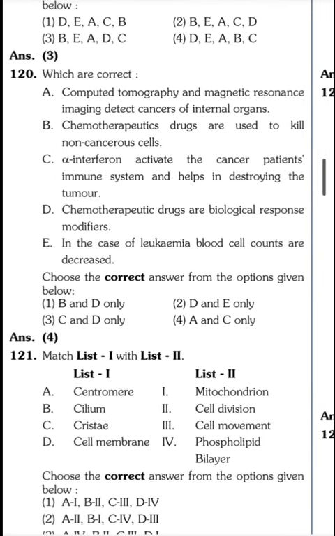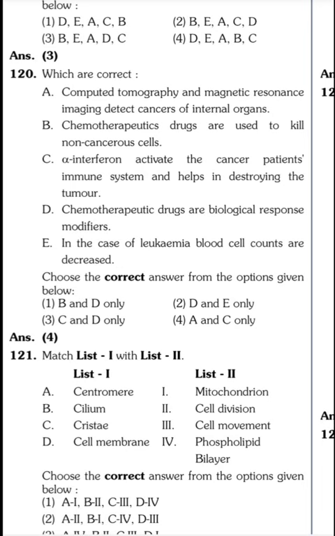Which are correct? Computed tomography, CT, and magnetic resonance imaging, MRI, detect cancers of internal organs. Second option, chemotherapeutic drugs are used to kill non-cancerous cells. Alpha interferon activates the cancer patient's immune system and helps in destroying the tumor. Chemotherapeutic drugs are biological response modifiers. In the case of leukemia, blood cell counts are decreased. So we are asked to find the correct answer.